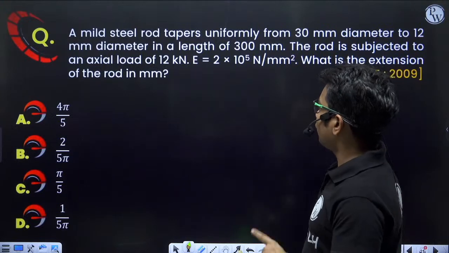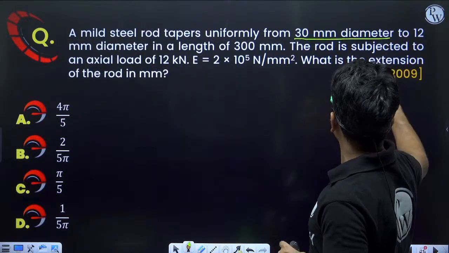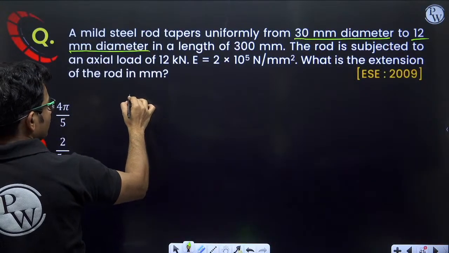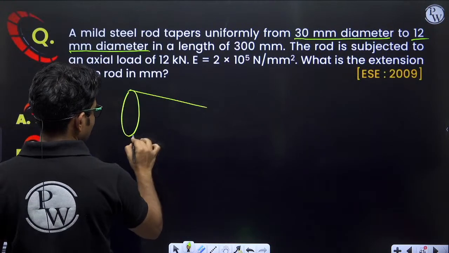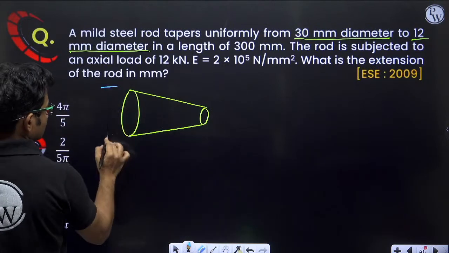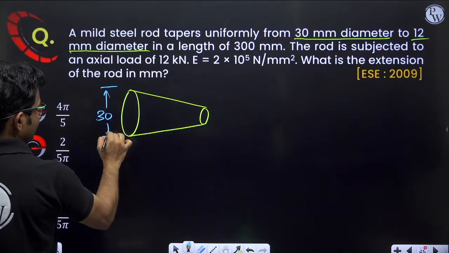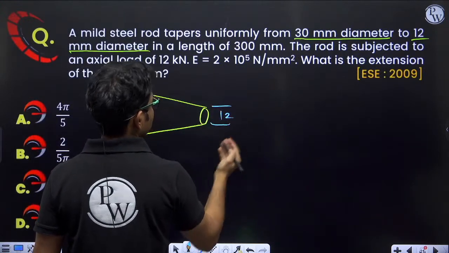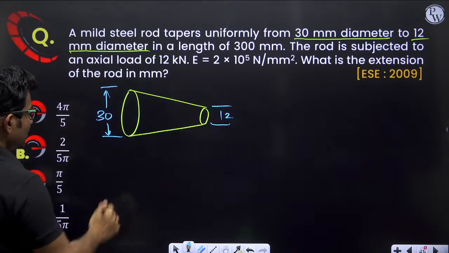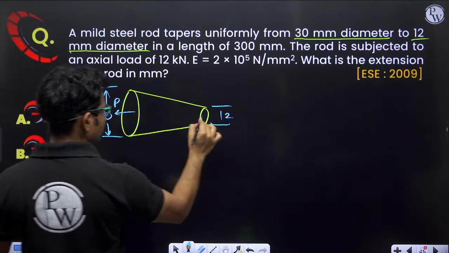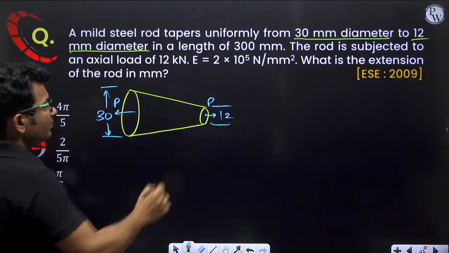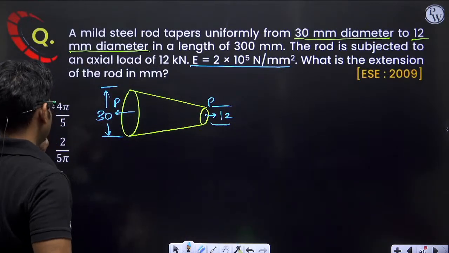A mild steel rod tapers uniformly from 30 mm diameter to 12 mm diameter. So this is the tapering. The rod is subjected to an axial load of 12 kilonewton. E is equal to 2 into 10 to the power 5 Newton per mm square. What is the extension of the rod in mm?